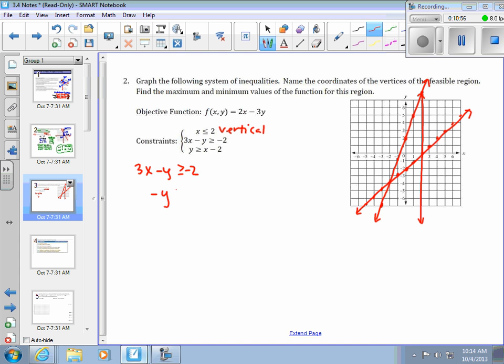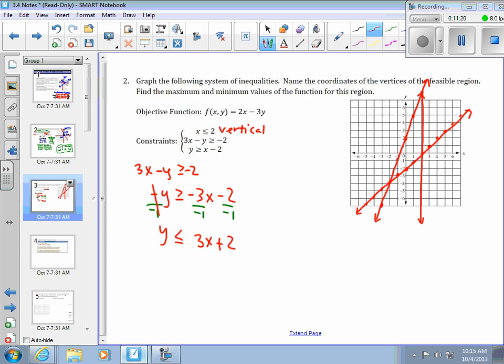Subtract 3x to the other side. And then we still have a negative in front of this, so you have to divide everything by -1. And when you do that, you get positive y, positive 3x, because two negatives make a positive, positive 2 again, two negatives make a positive. And anytime you divide by a negative, you need to switch the sign. So those are our graphs.